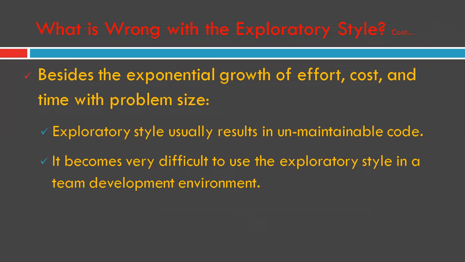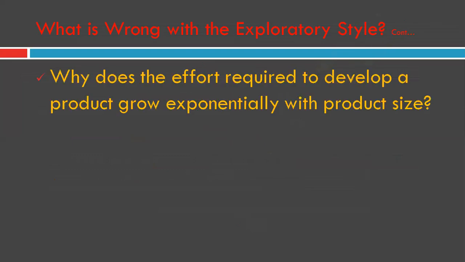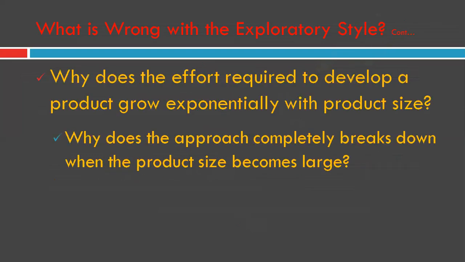This style of development results in unmaintainable code, because programming without planning always results in poor understanding and poor quality of code. Also, it is difficult to use this style when there is a proper development team, because in this style every developer uses his own intuition to develop the software.